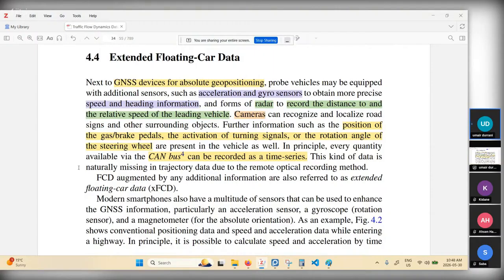Next is extended floating car data. Any questions before we go to this section?